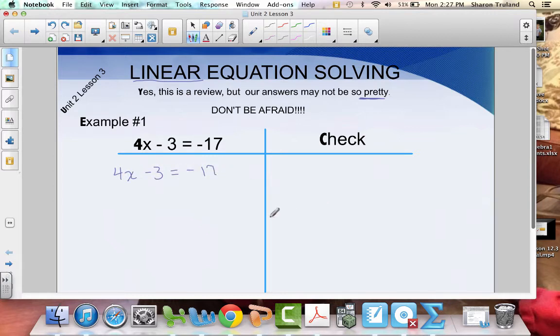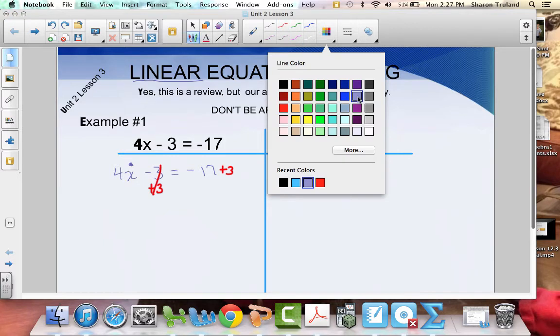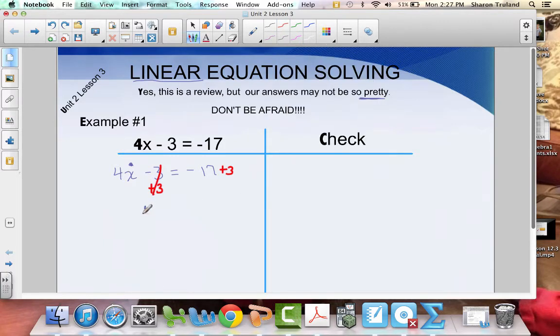So the traditional way means this. I've got to get to this x. So I move everybody away from x, and I undo things. So see this -3 right here? If I add 3, that undoes the -3. So that leaves me with 4x equals, well, what's -17 plus 3? -14.